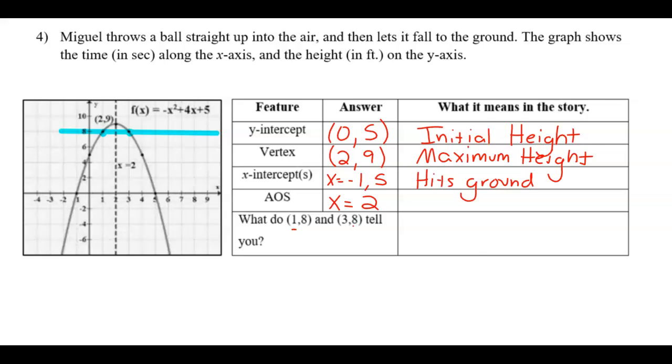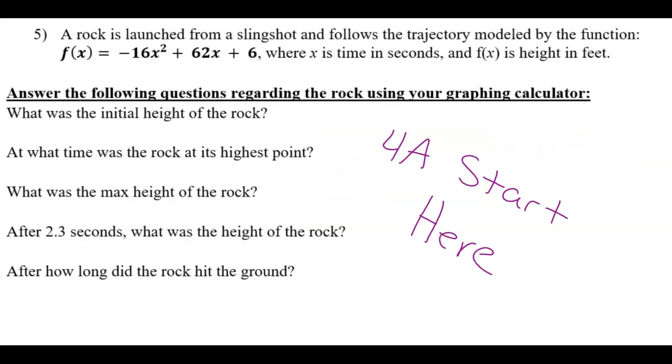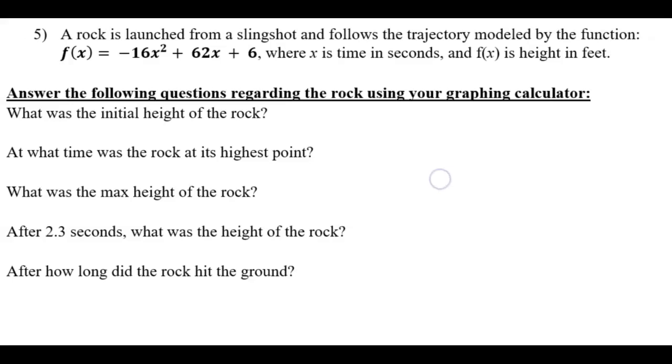Okay. So let's look at this last problem for today. It says a rock is launched from a slingshot and follows the trajectory modeled by the function, a quadratic parabola, where x is seconds and y, or f of x, is height in feet. So based on what we just talked about, you should be able to answer these questions. I'm not asking you anymore, what's the y-intercept? What's the x-intercept? You have to read the questions and understand, oh, that must mean the x-intercept.